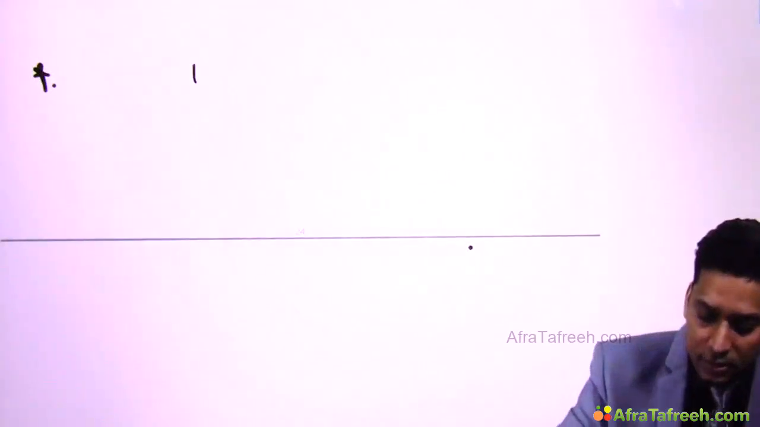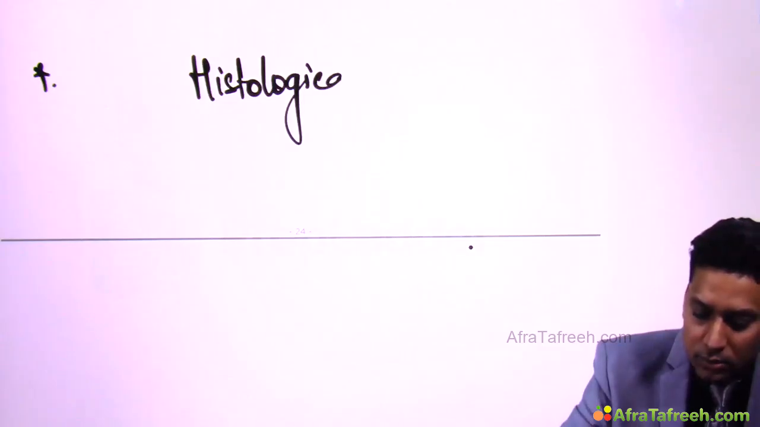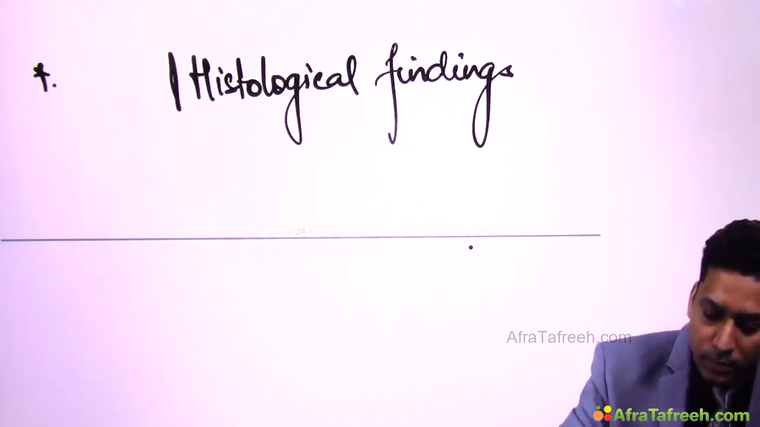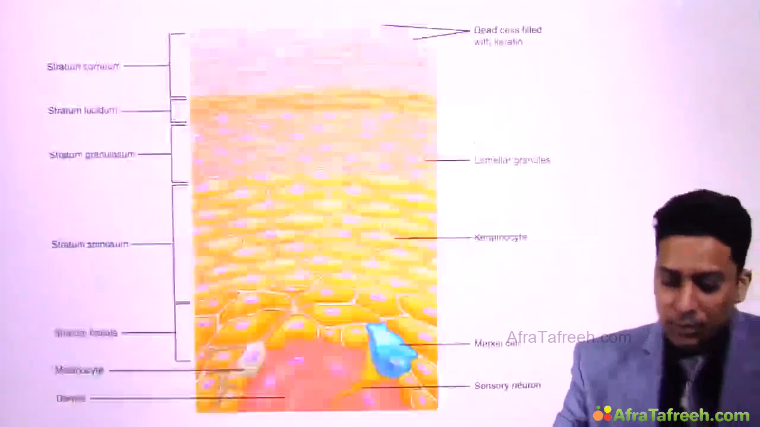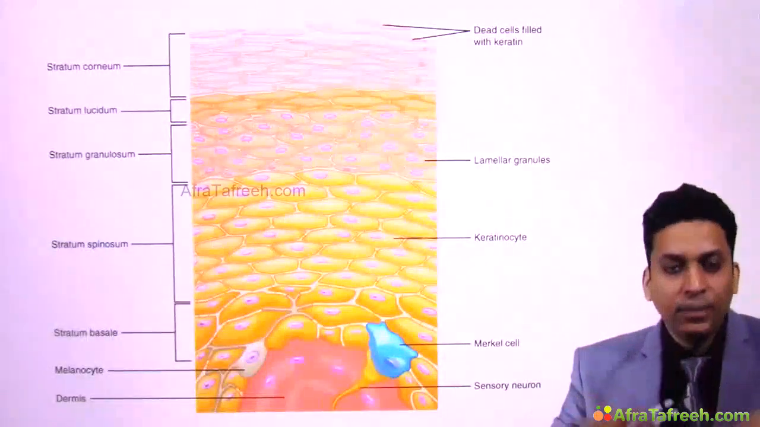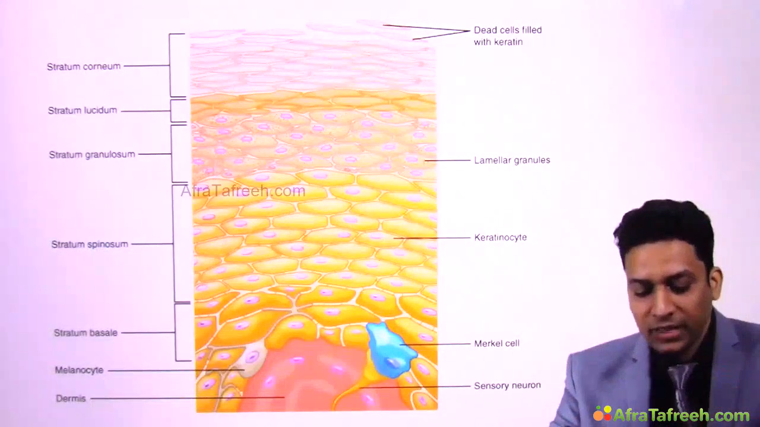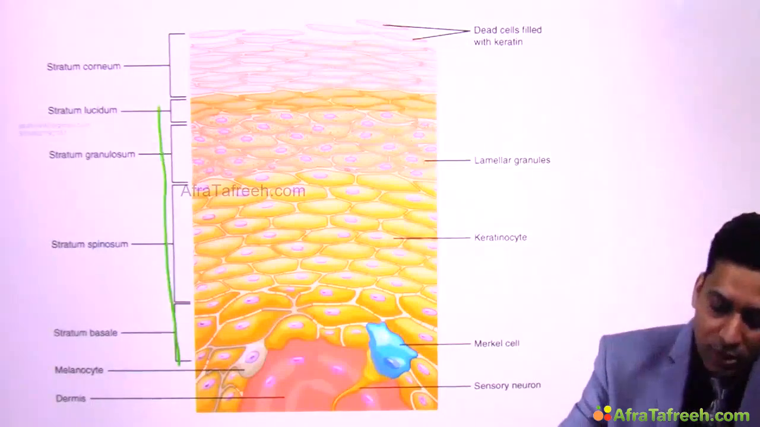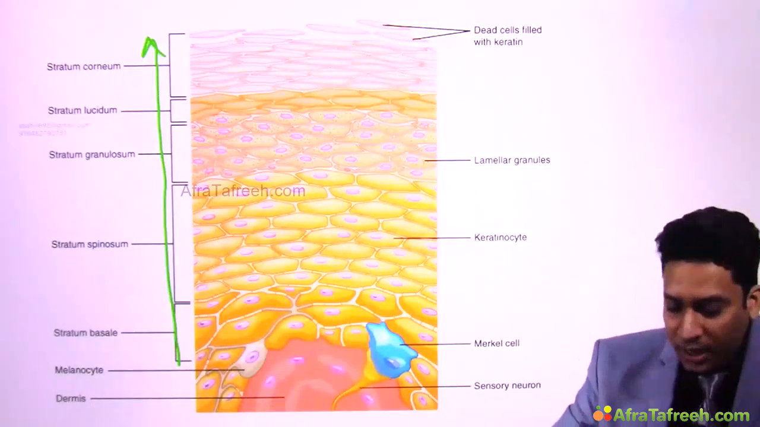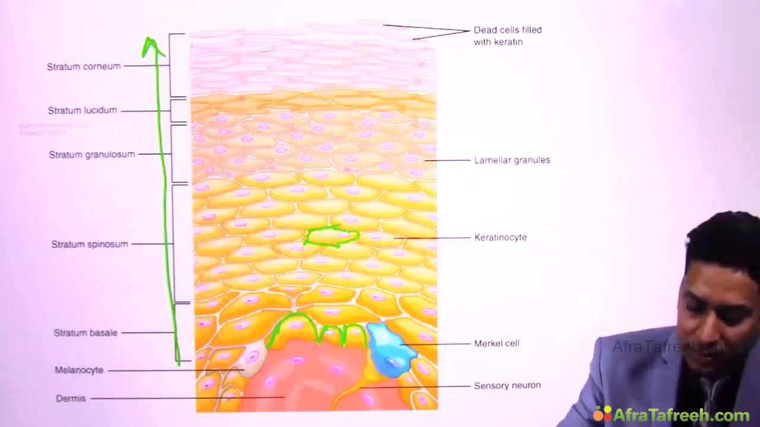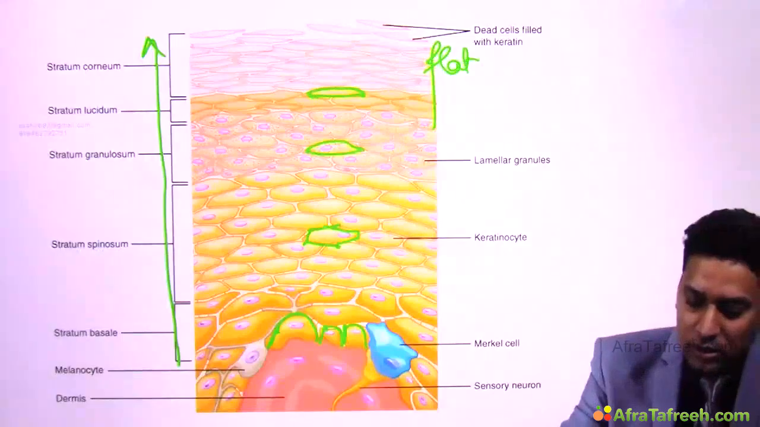So next heading is histological findings. See, this is the normal epidermis. Okay, so this is the diagrammatic representation of normal epidermis. So normally you will find these keratinocytes gradually, as you are moving upwards, they are becoming flat, they are changing their shape. Like you can see, they are columnar here, then they have become slightly polygonal here, then they have become slightly flat, spindle shaped here, and gradually they are becoming flat. Okay, so this is the normal histology.